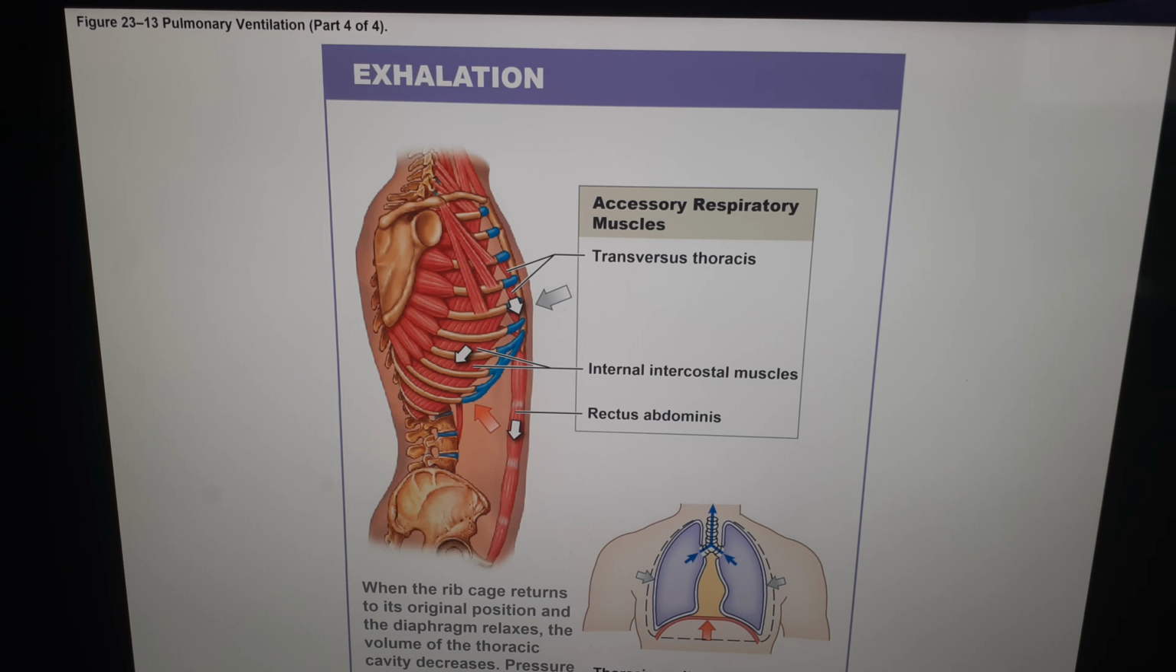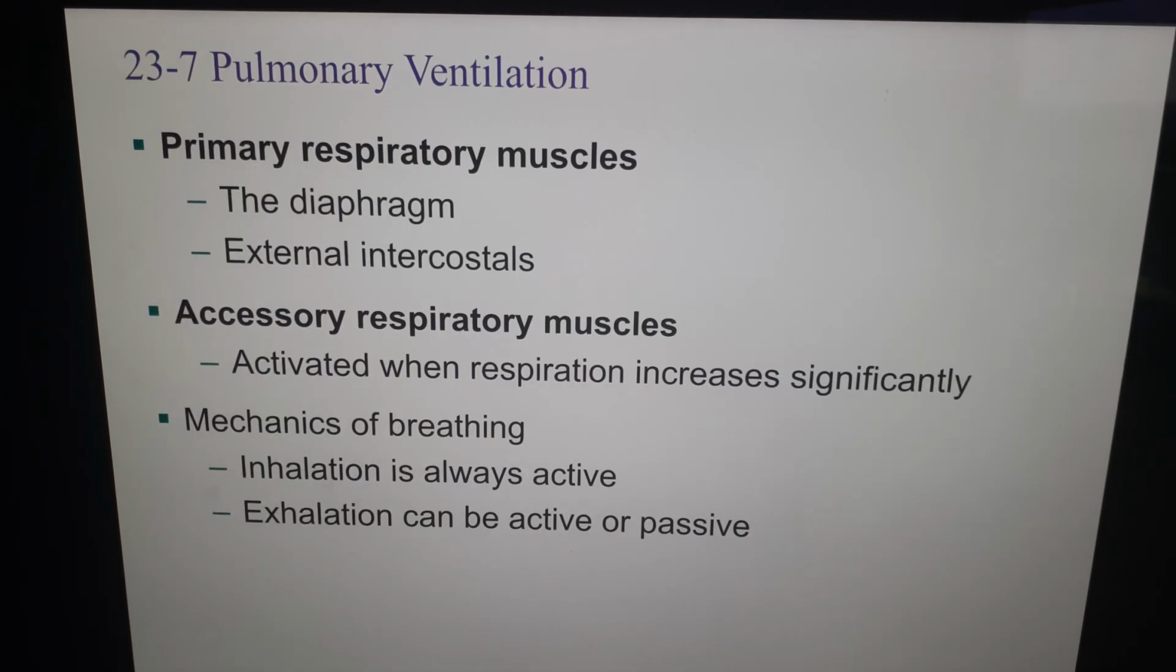So exhaling is usually passive if you're in a relaxed state. But as you know, you could also forcibly blow air out. And so then you would recruit the accessory respiratory muscles of transversus thoracis, the internal intercostal muscles, and rectus abdominis. So those would give us a forcible exhale. So your primary respiratory muscles are the diaphragm and external intercostals. And then if you want to take in more, you will use your accessory respiratory muscles.